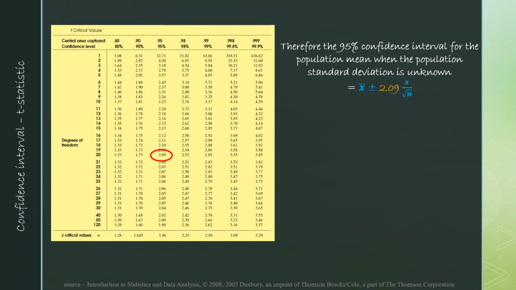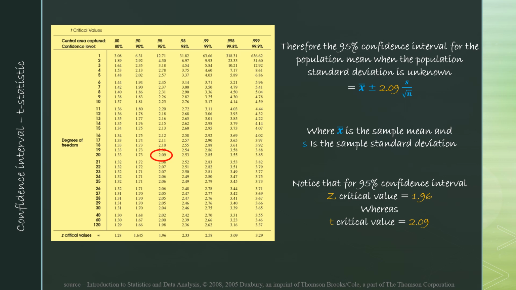Therefore, the 95% confidence interval for the population mean when the population standard deviation is unknown equals x bar plus or minus 2.09 times s divided by square root of n, where x bar is the sample mean and s is the sample standard deviation and n is the sample size. Notice that for 95% confidence interval, z critical value equals 1.96, whereas t critical value equals 2.09. The interval is wider.